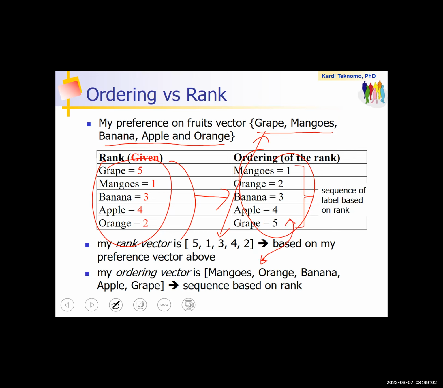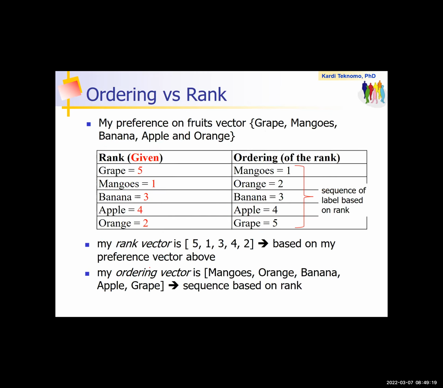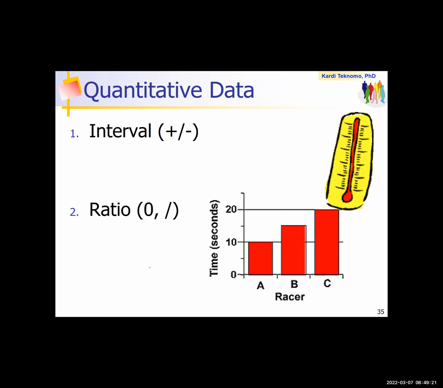Is it clear? Ordering and rank. Right? Ordering means so here. So we have rank and we have also ordering. Okay. Next is quantitative data. So it has two parts. Okay. One is interval and the second one is ratio.